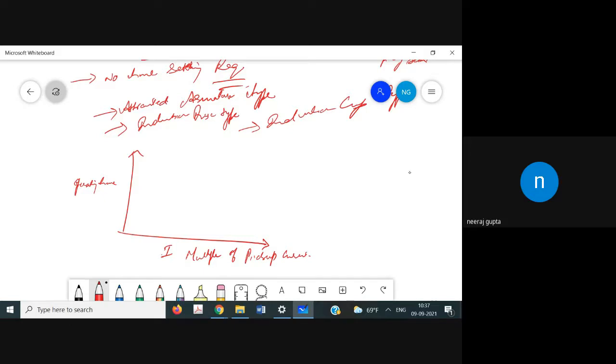So if we draw a graph between the operating time and the multiple of the pickup current, can anyone tell me how the graph would be based on the characteristics? Let us suppose this is the pickup value, that is the current setting. Can anyone tell me how the graph would be? Graph kis tarah se hoga? Koi bata sakta hai? Any idea? Exponential type? No, no.